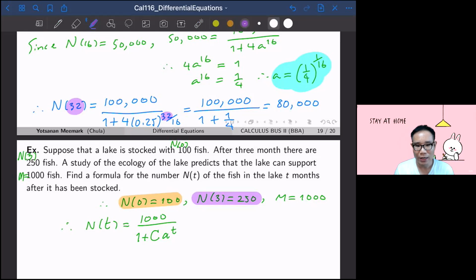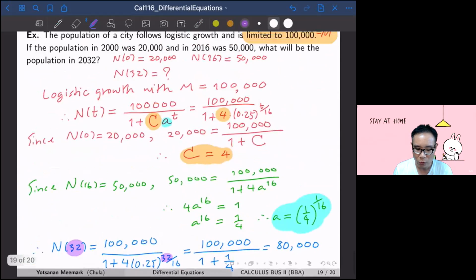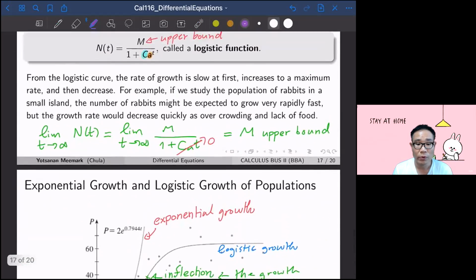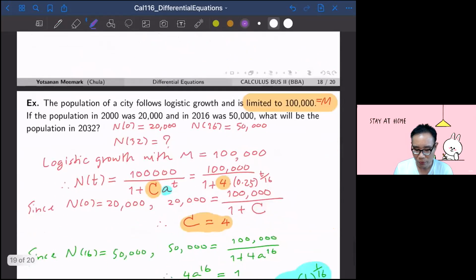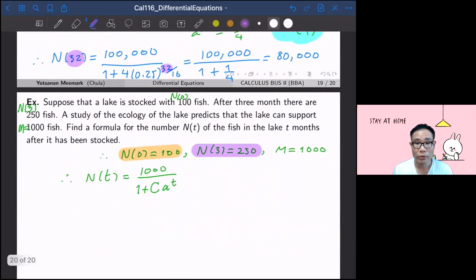Okay, so that's all for the differential equation. I hope it's not going to be difficult. There are just two types of differential equation that you have to concern: the separable equation and the linear equation. And for applications you have two formulas: exponential growth and logistic growth. Okay, so that's all. See you next week.